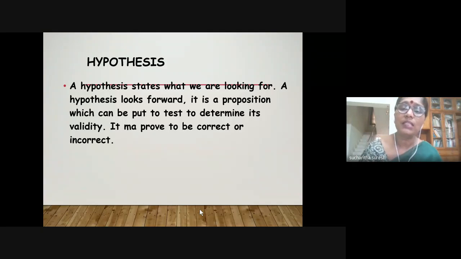A hypothesis states what we are looking for. A hypothesis looks forward. Now we are just seeing there is a relation between this and that. That's my hypothesis, not yet proved, right? Then after the data only are we proving that yes, there is a relation. So a hypothesis looks forward. It is a proposition which can be put to test to determine its validity. It may prove to be correct or incorrect.